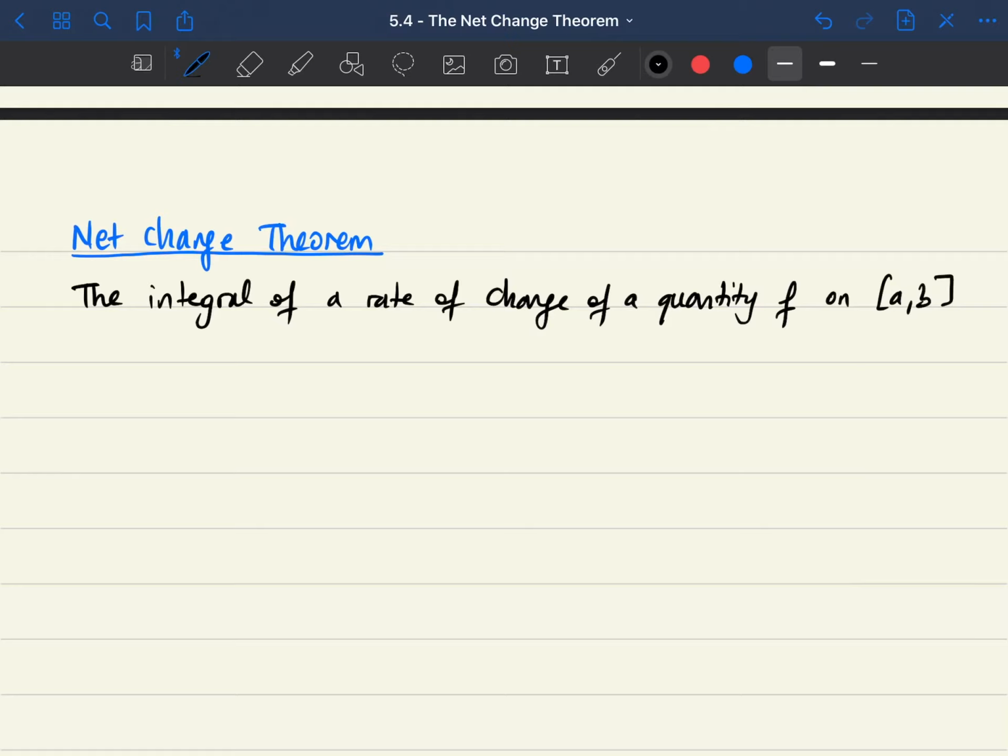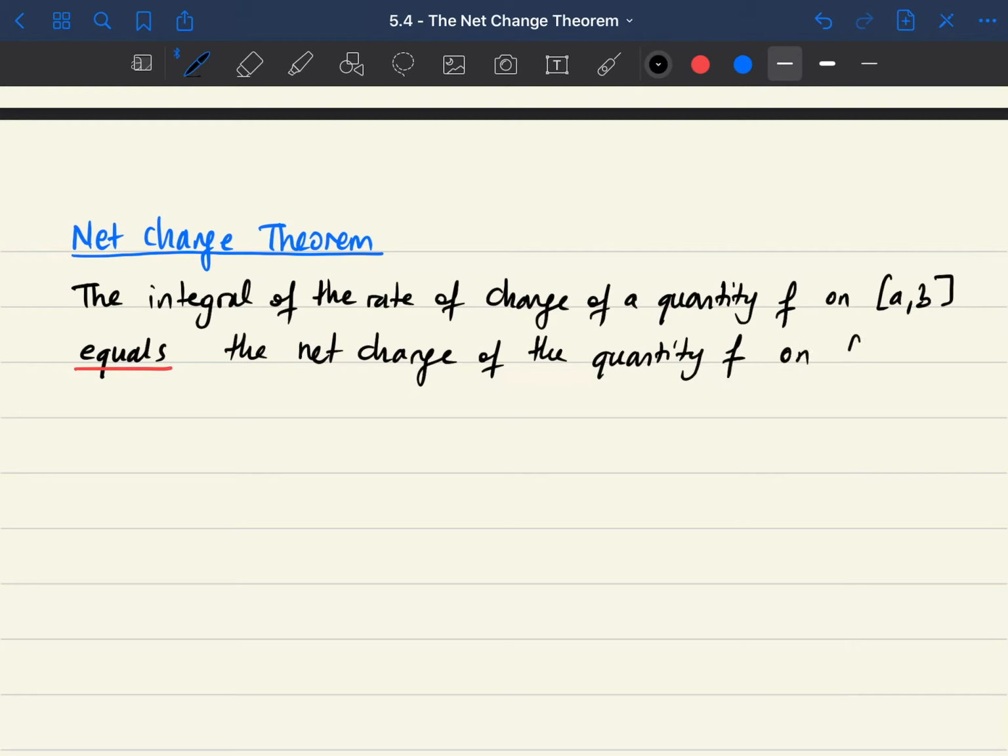So the integral of the rate of change of a quantity f on a closed interval a comma b equals, this is important, equals the net change of the quantity f on the closed interval a comma b. So in other words, this means the following.